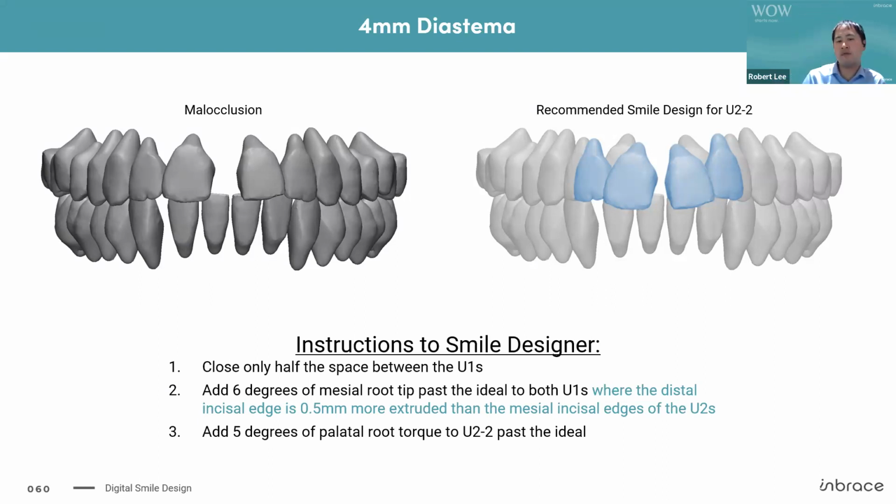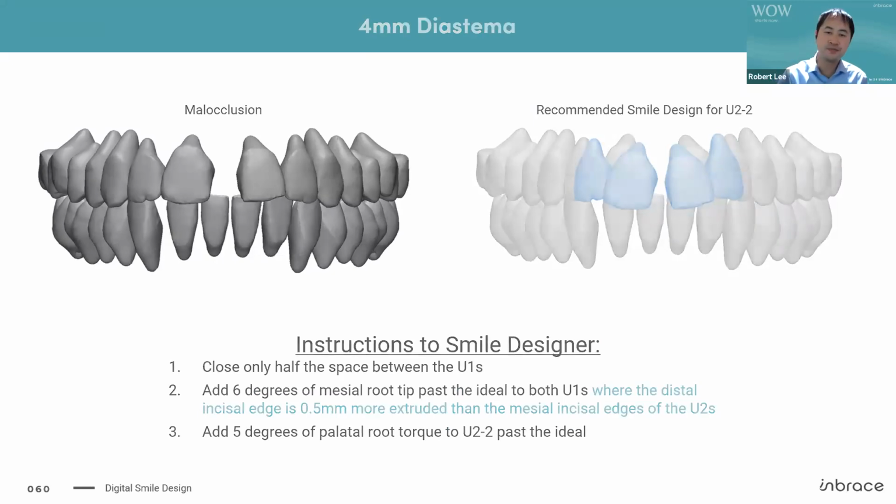Now you can notice that I have some additional text in teal here, where it says the distal incisal edge is 0.5 millimeter more extruded than the mesial incisal edge of the upper twos. This is not talking about the vertical positioning of the tooth. Anytime you add tip to any tooth, you also end up playing with the vertical positioning, how it vertically places relative to its adjacent teeth.